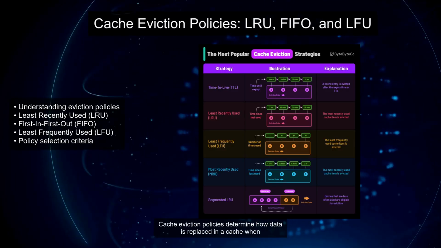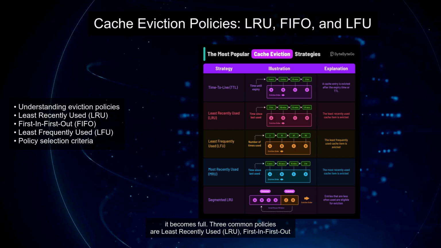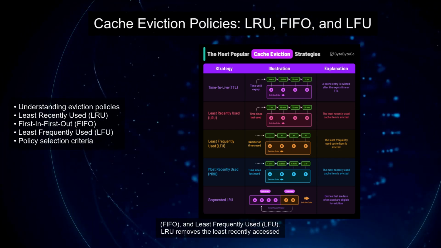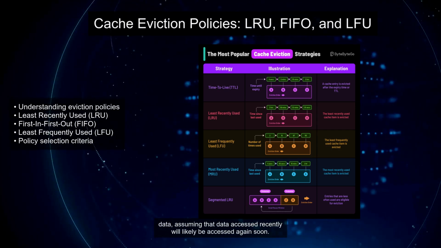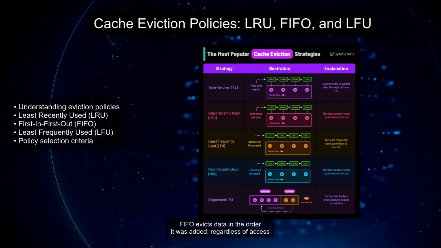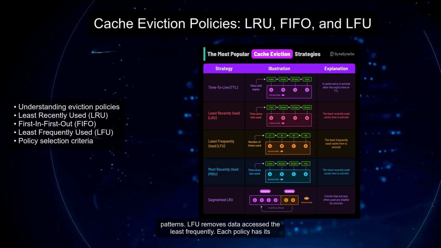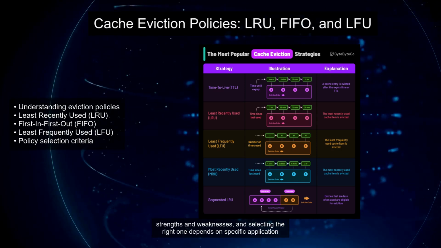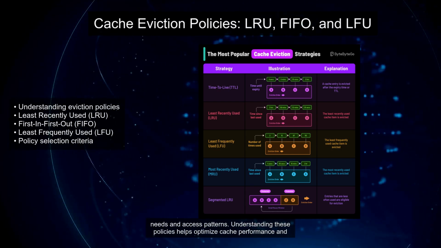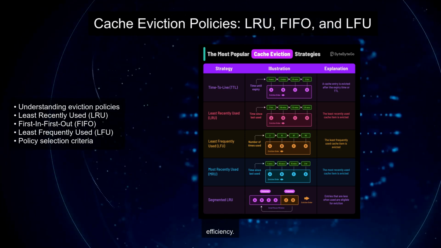Cache eviction policies determine how data is replaced in a cache when it becomes full. Three common policies are least recently used, LRU, first in first out, FIFO, and least frequently used, LFU. LRU removes the least recently accessed data, assuming that data accessed recently will likely be accessed again soon. FIFO evicts data in the order it was added, regardless of access patterns. LFU removes data accessed the least frequently. Each policy has its strengths and weaknesses, and selecting the right one depends on specific application needs and access patterns. Understanding these policies helps optimize cache performance and efficiency.